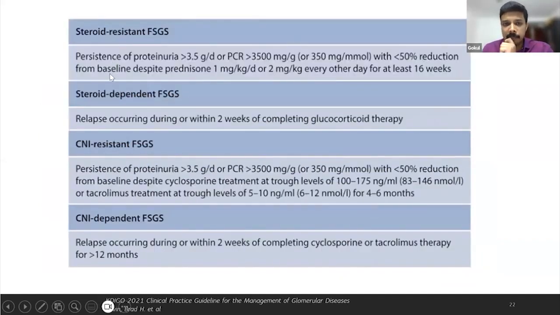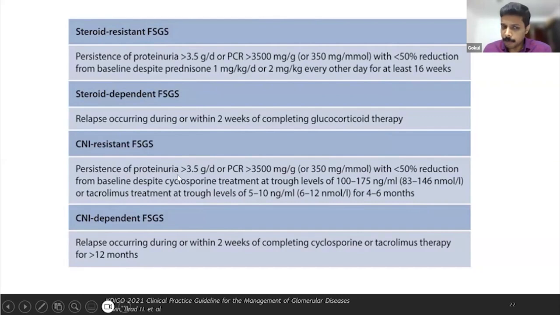And this is what we are going to deal with mostly, the steroid resistant FSGS. So when there is persistence of proteinuria more than 3.5 gram per day with less than 50% reduction from baseline despite taking this dose of prednisolone for at least 16 weeks. So this 16 weeks is important in FSGS. Next is steroid dependent FSGS. That means if the patient develops a relapse during or within 2 weeks of completing glucocorticoid therapy, then it is a steroid dependent FSGS.